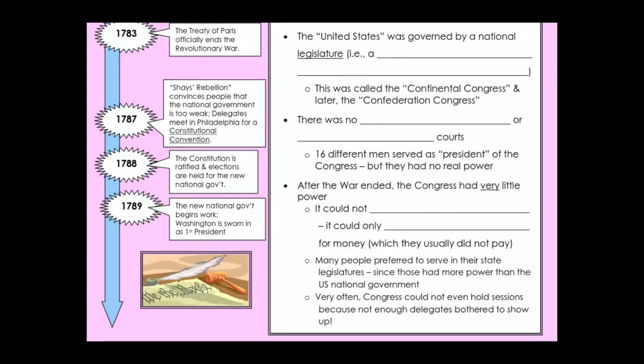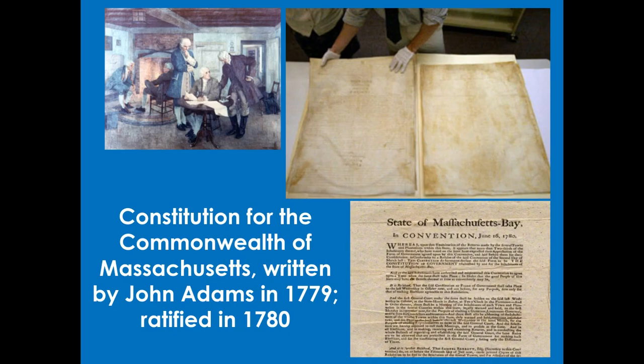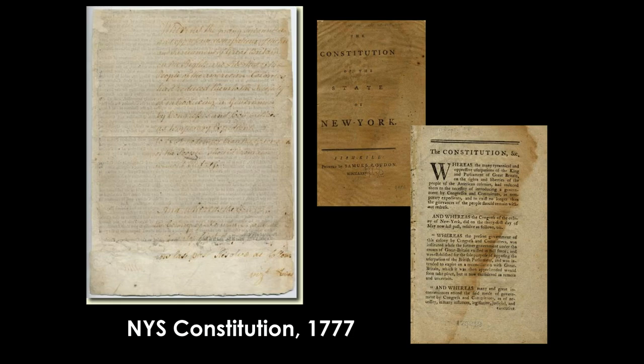16 different men served as president of the Congress, but they had no real power. So just moving on here. This is an example of a state government or state constitution. This one was written by John Adams. It is the Constitution for the Commonwealth of Massachusetts, written by John Adams, and it is still in use today. The oldest continuously used constitution in the world, at least written constitution: Massachusetts, John Adams.